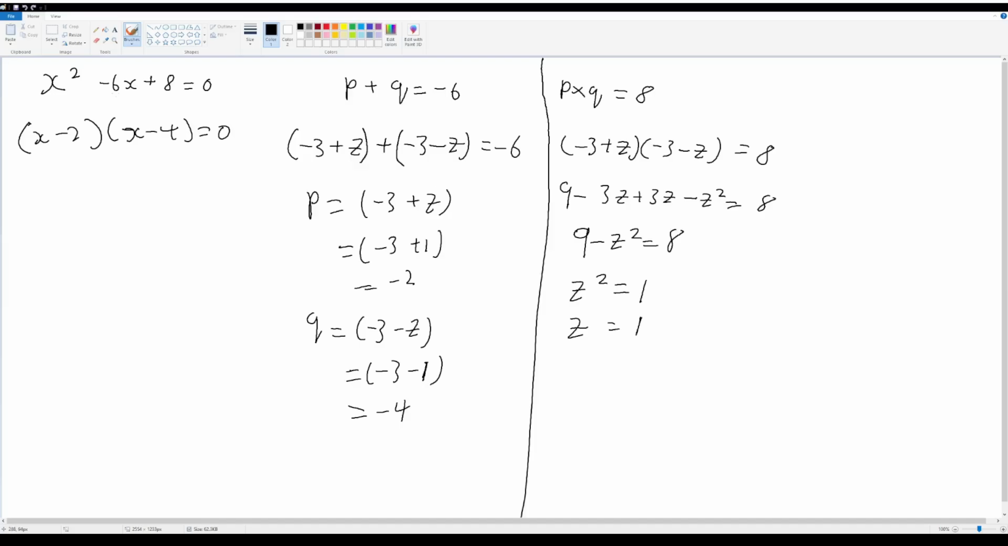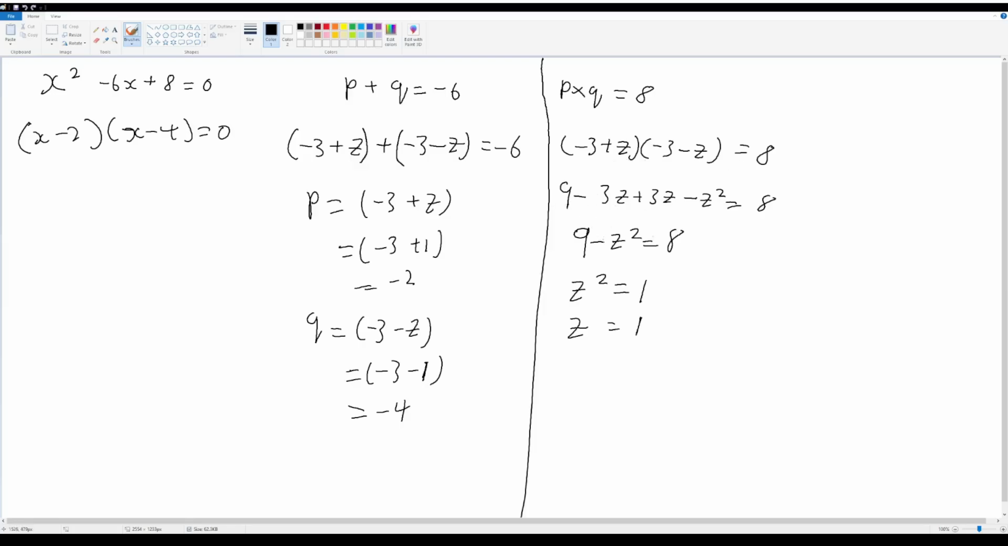Let's use x squared minus 6x plus 8. We know that p plus q equals negative 6 and p times q equals 8. Let's substitute in the method that I just told you. So here p is negative 3 plus z and q is negative 3 minus z, which sum to negative 6. And then we can substitute them both into p times q equals 8. Negative 3 plus z times negative 3 minus z equals 8. And then we can do the basic math here.